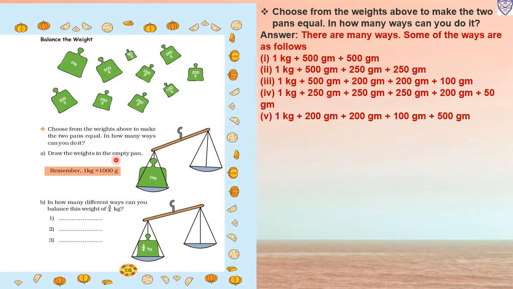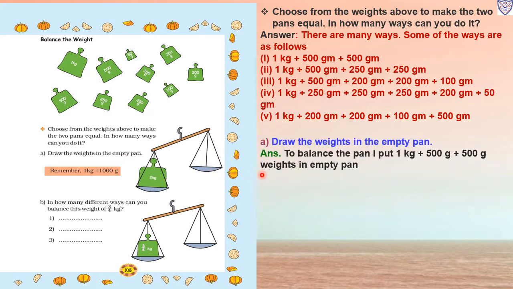Now draw the weights in the empty pan. So here you have to draw how many bags you will keep. So to balance the pan, I put 1 kg. So a 1 kg bag you have to draw here. Then plus a 500 gram bag. Then again a 500 gram bag. So it will become balanced. Now remember, 1 kg equals 1000 gram.